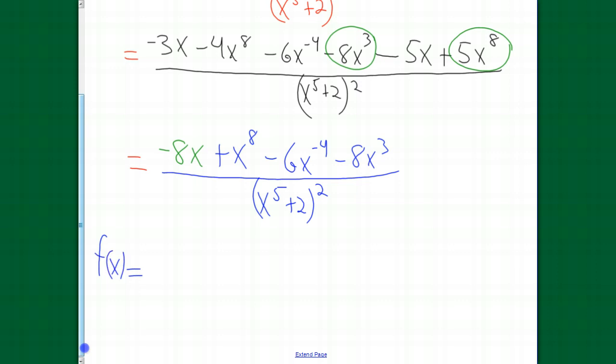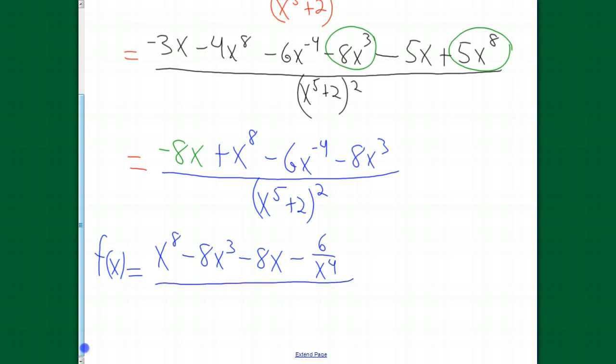I'm going to clean it up a little bit. Normally, when we have all these different powers of the variable, we start with the highest power. So in this numerator, we have an x to the eighth. The next highest power is that x cubed. We have a negative 8 of those. Then we have x to the first, minus 8x. And we have that negative 6x to the negative fourth. So I'm going to write this as minus 6 over x to the fourth.